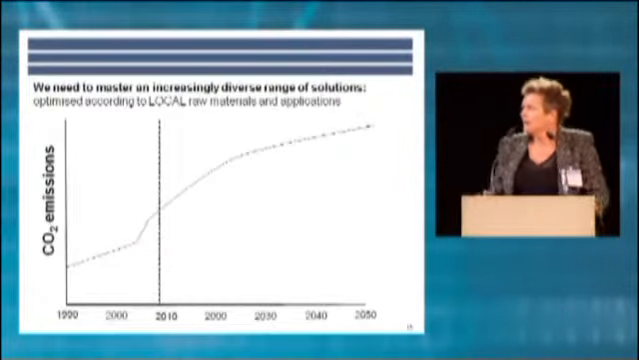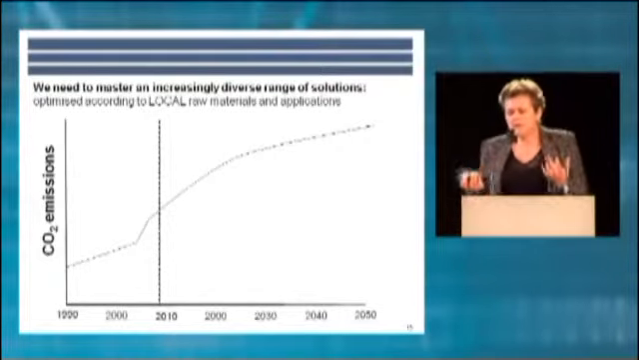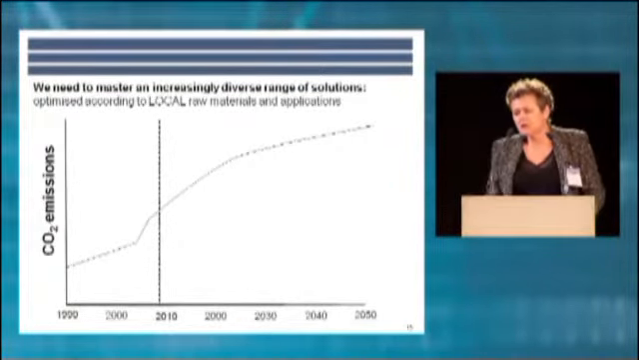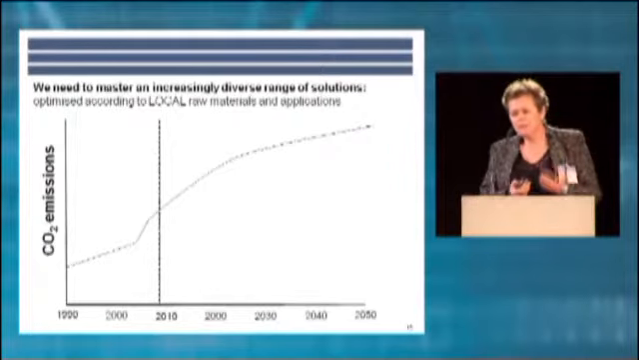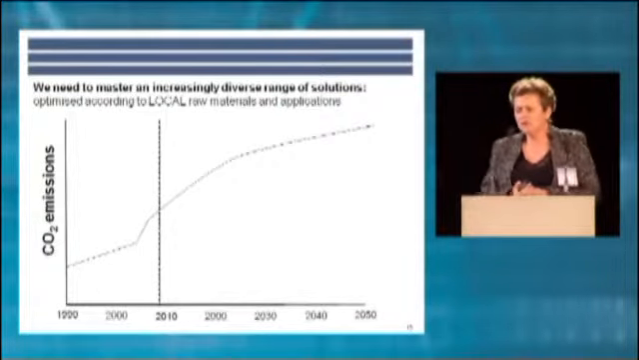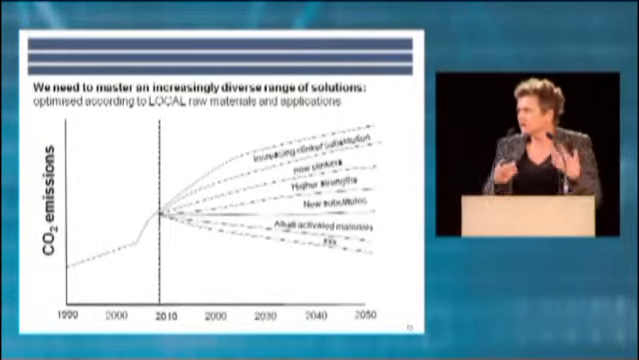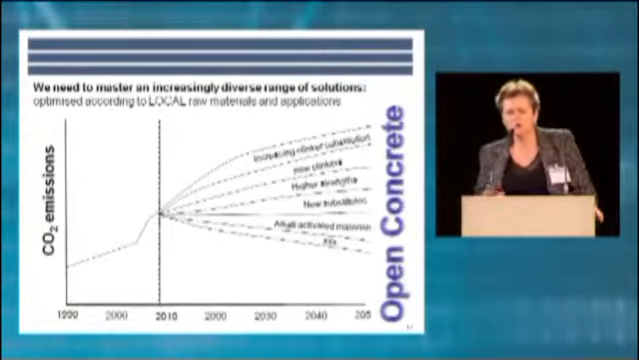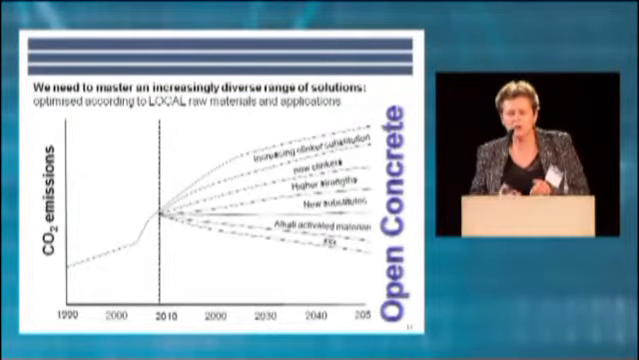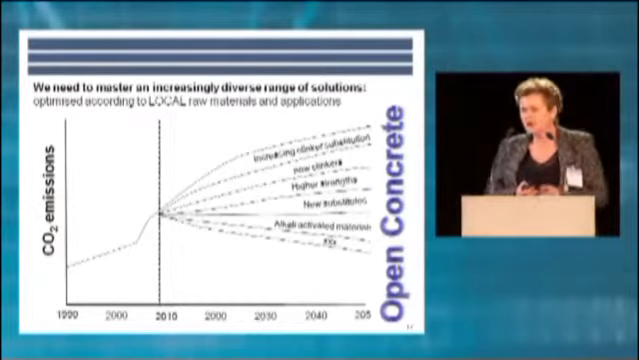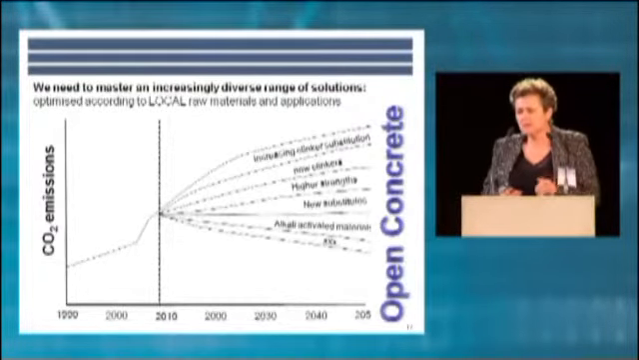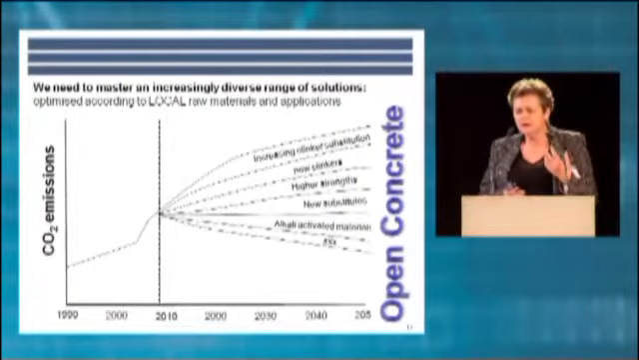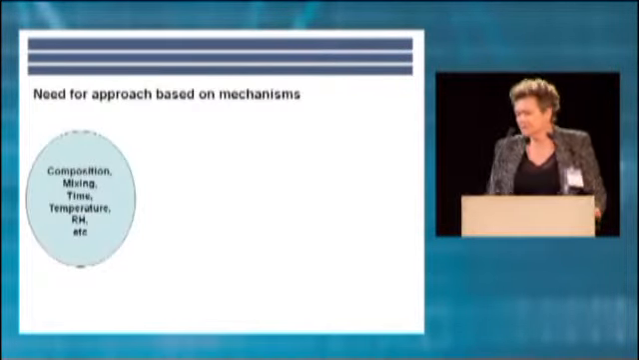Okay, so how can we meet this forecast for growing demand? I think we can do this if we can better optimize our solutions according to the local raw materials available and to the applications. And I think this has to be done in a wide variety of ways, some of which are shown here. And collectively, I call this approach an open concrete approach. If we can have concrete which is open to be able to use an increasingly wide range of materials, I think this is the best way we can confront the need for more sustainable materials.